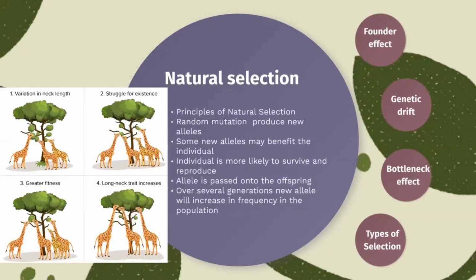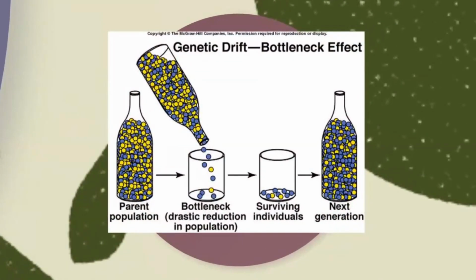And then finally, we have the bottleneck effect. This happens when a previously large population suffers a rapid fall in numbers, and this can be due to things like natural disasters or poaching, and this reduces the genetic diversity in the population. This means that some alleles will be lost, and therefore when the surviving individuals end up breeding and reproducing, they will be doing so with a smaller group of individuals, and the genetic diversity in the new population will be much smaller than it was in the original population.